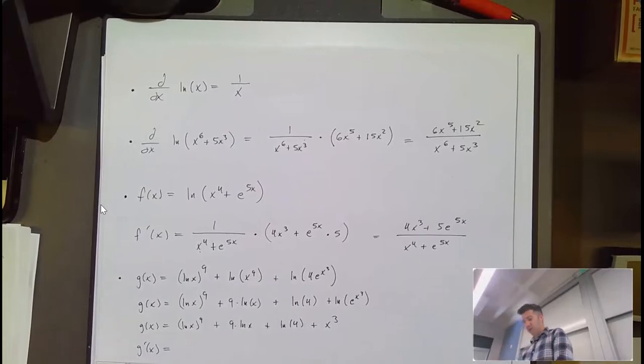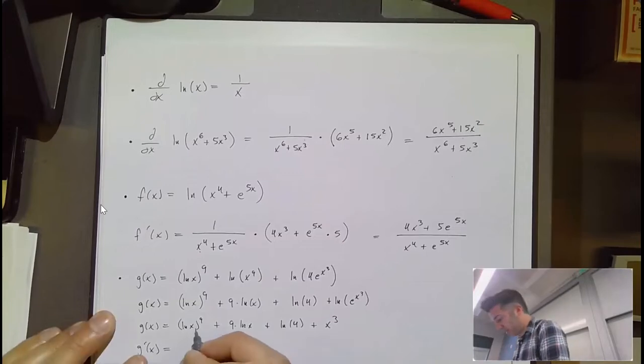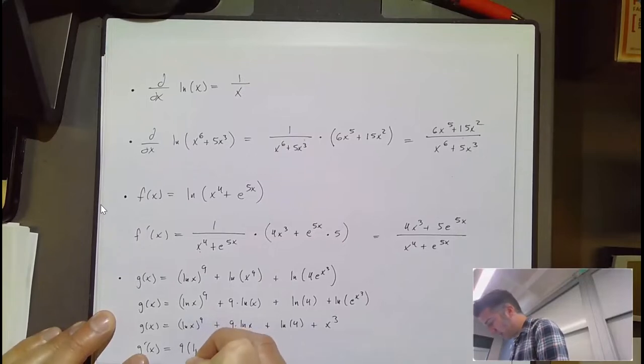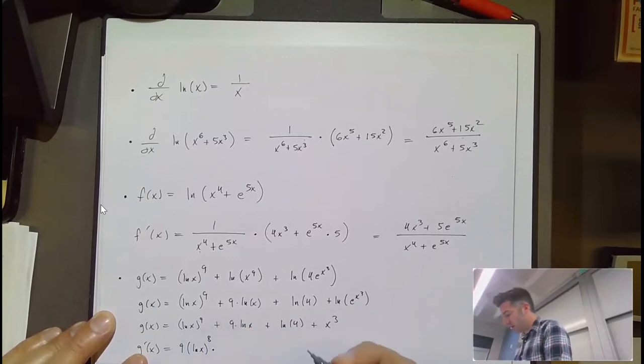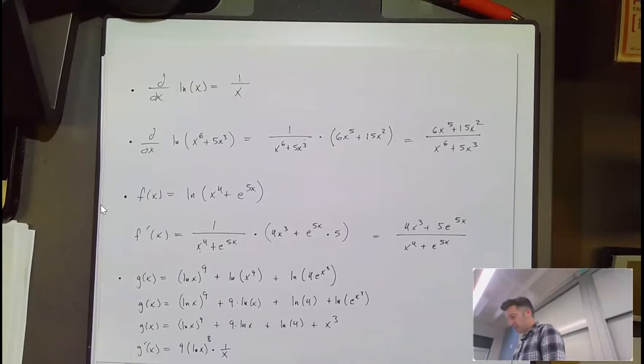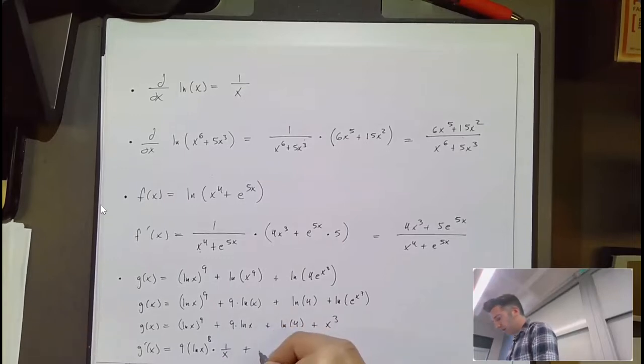Okay, I have to use the chain rule here. I have some stuff to the 9th power. I know the derivative of x to the 9th is 9x to the 8th. The derivative of stuff to the 9th is 9 times my stuff to the 8th power. And then I have to multiply by the derivative of the stuff. Here, the derivative of 9 times natural log of x is going to be 9 times 1 over x.